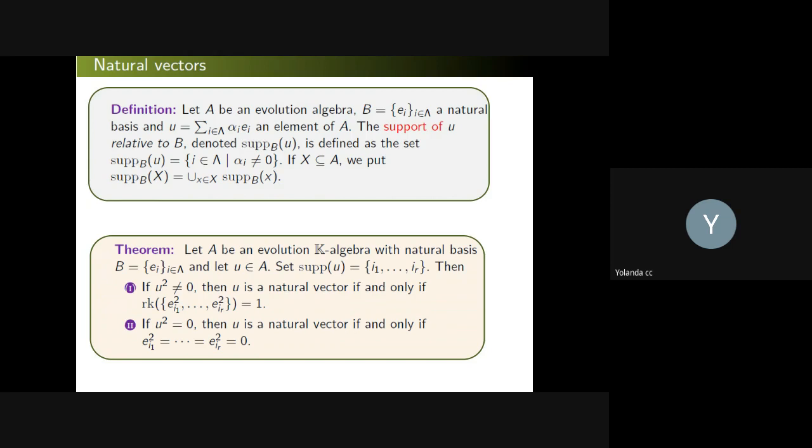If an element has zero square, this element is a natural vector if and only if each element of its support has zero square, or these elements belong to the annihilator.